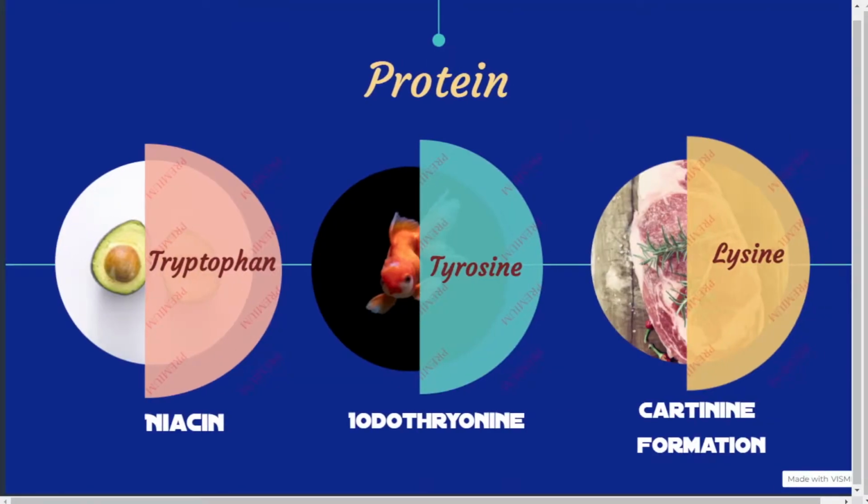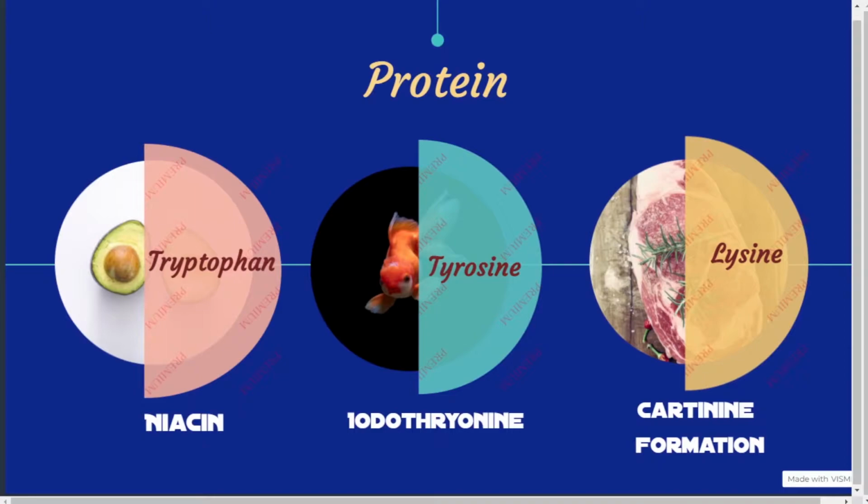Okay, now protein. As we all know, proteins are the building blocks of body tissue. Protein is required when you do any sort of gym, because it helps to build the body, or tissues. Simple as that. Now protein provides 4 calories per gram of energy. How much energy does it provide? 4 calories per gram. As I have already shown you over here, we have tryptophan, tyrosine and lysine.